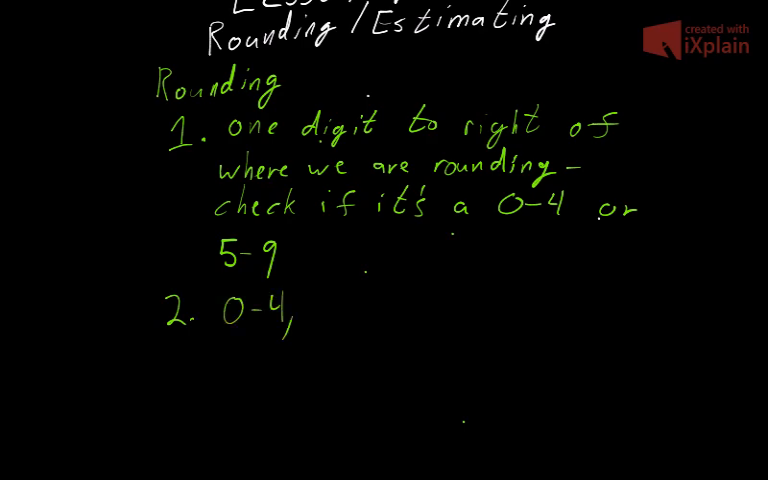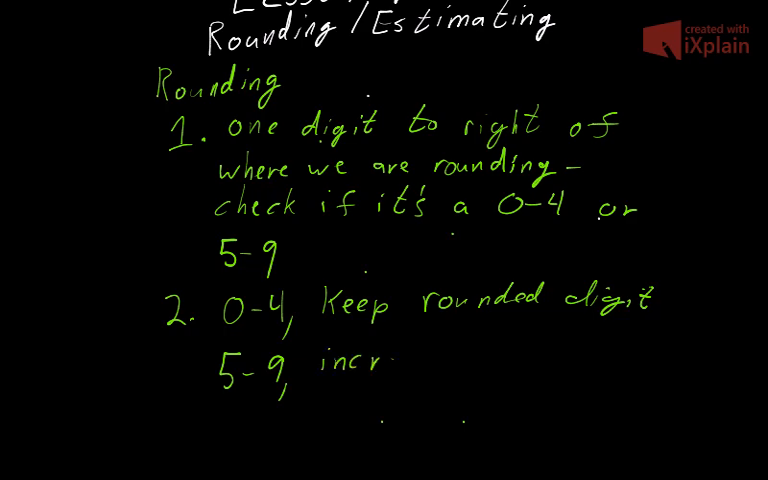which means we're going to keep our rounded digit, and if it's 5 through 9, we're going to round up, which means we are going to increase our rounded digit by 1.